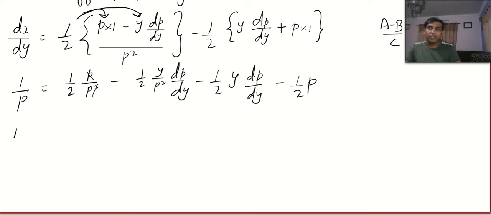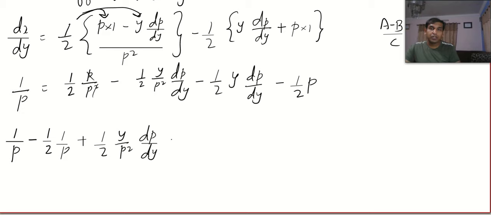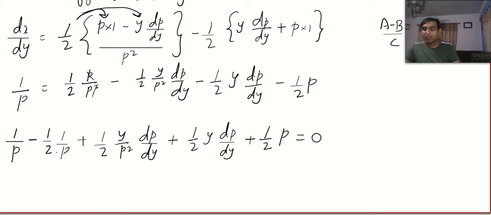So I'm going to take everything to the left. 1 by p minus 1 by 2 into 1 by p, then plus 1 by 2 times y by p square dp by dy plus 1 by 2 y dp by dy plus 1 by 2 into p is equal to 0. You have to be extra careful if some plus or minus goes wrong, that's it. Anyway, here you can simplify.